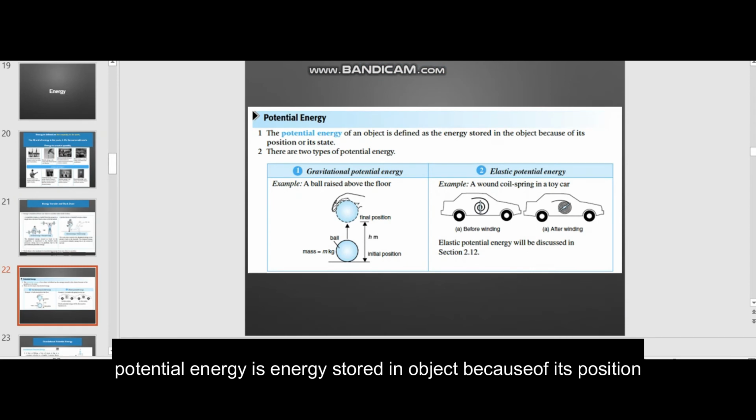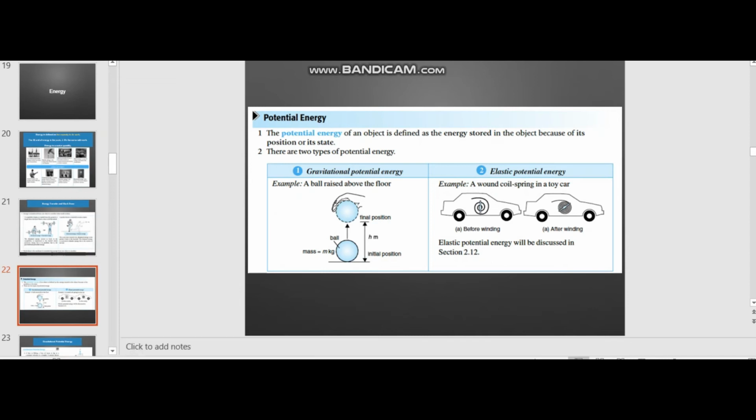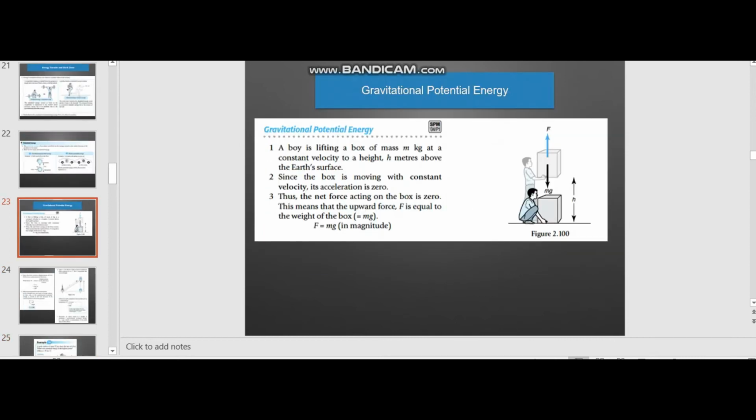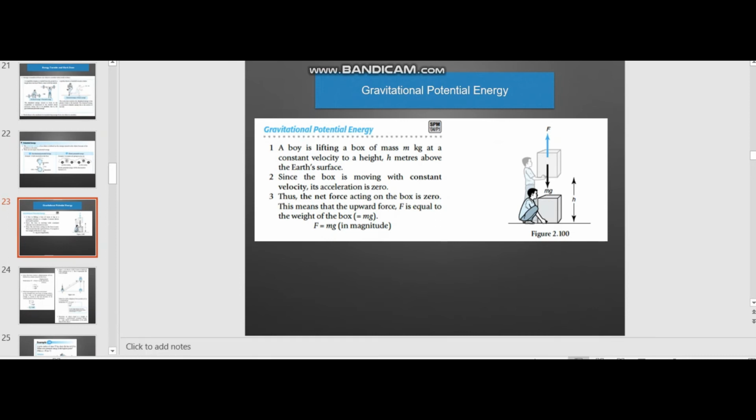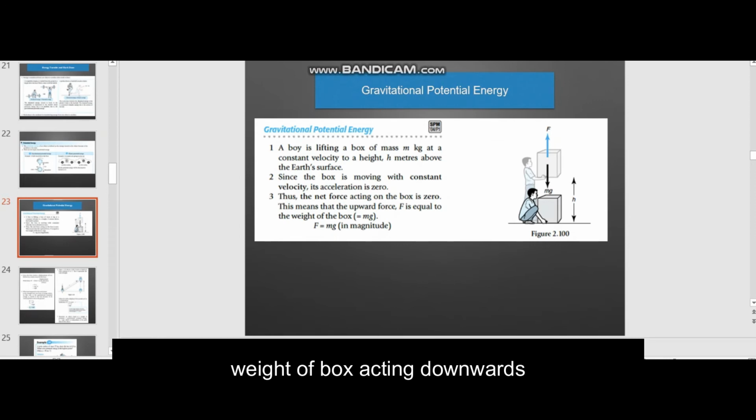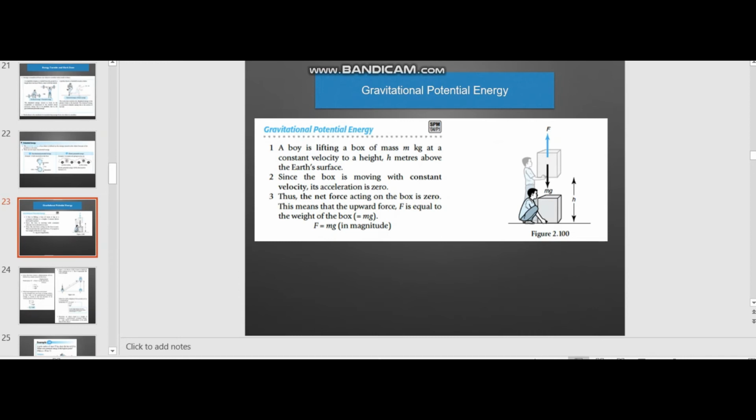Potential energy is defined as energy stored in an object because of its position or its state. And gravitational potential energy is where, for example, a boy lifts up a box to a certain height, so the force lifting the box upward is applied, and the weight of the box will pull the box downward, which gives the gravitational potential energy. As we know, the weight involves mass and also the gravitational acceleration, which causes the box to move downwards.